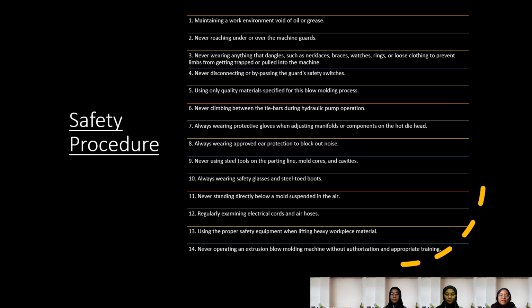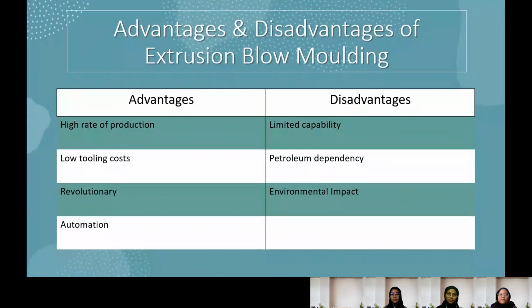11. Never standing directly below a mold suspended in the air. 12. Regularly examining electrical cords and air hoses. 13. Using the proper safety equipment when lifting heavy workpiece material. Last, never operating an extrusion blow molding machine without authorization and appropriate training. Next, I would like to pass to Iman Kisina.